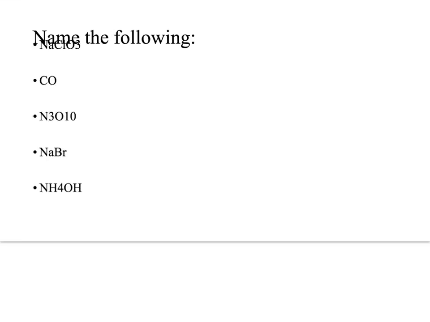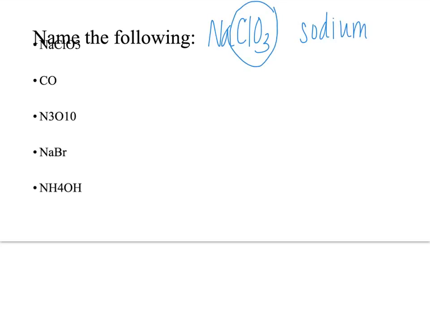So that one's kind of stuck up there, so we're going to put this up here so we can see it better. And we see that that is sodium, so we write sodium. And then we have to look up this polyatomic ion. Remember, whatever comes after sodium goes together. So ClO3 is chlorate. So this would be sodium chlorate.